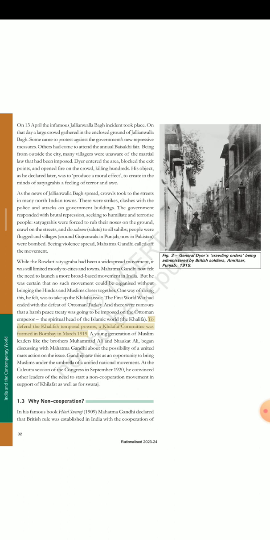To defend the Caliph's temporal powers, a Khilafat committee was formed in Bombay in March 1919. A young generation of Muslim leaders like the brothers Muhammad Ali and Shaukat Ali began discussing with Mahatma Gandhi the possibility of a united mass action on the issue.